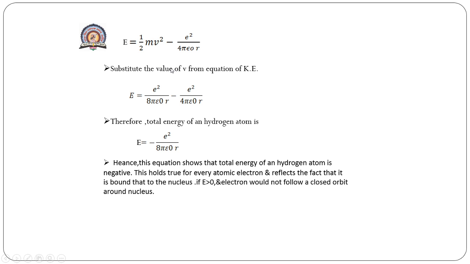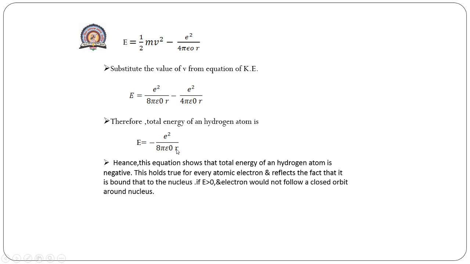Now, substitute the value of v in the equation of kinetic energy and we will get the value of total energy of a hydrogen atom. Therefore, E is equal to e square upon 8 pi epsilon 0 r minus e square upon 4 pi epsilon 0 r. Therefore, the total energy of a hydrogen atom is E equal to minus e square upon 8 pi epsilon 0 r. Hence, this equation shows that the total energy of a hydrogen atom is negative.